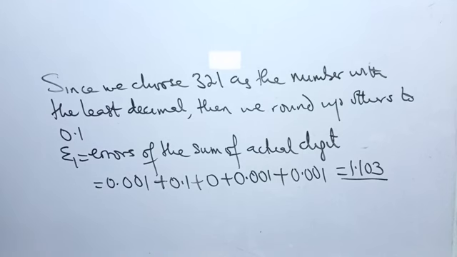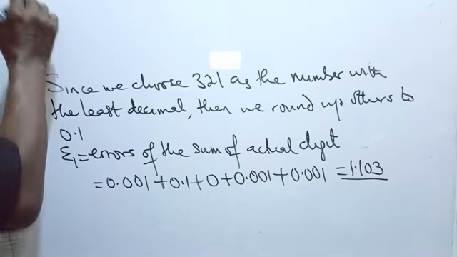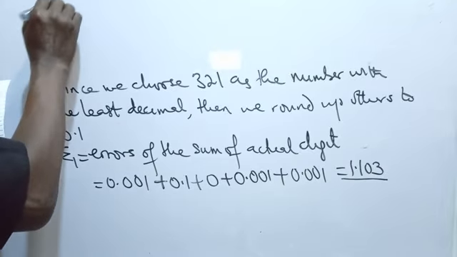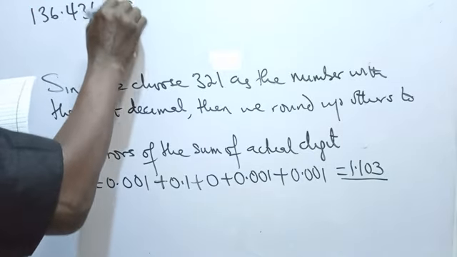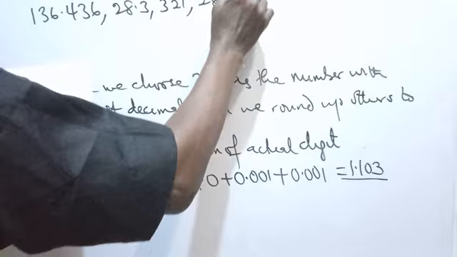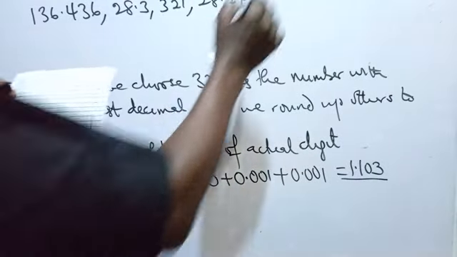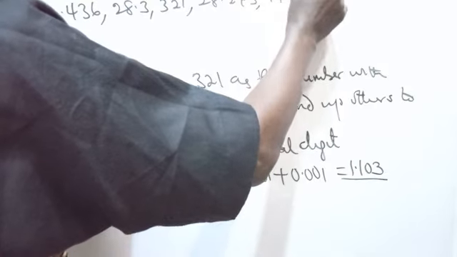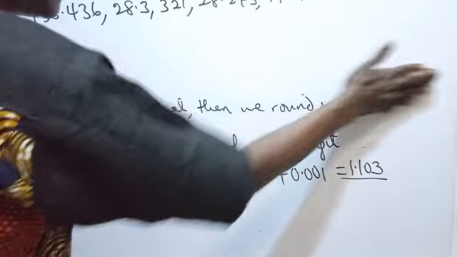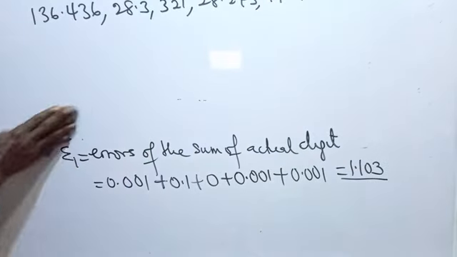Let's write the numbers out again so that it will be easy for us to look at. 136.436, 28.3, 321, 28.243. I will rewrite it, don't worry. So the absolute value of the sum of the rounding errors is what we want to find now. You will see it clearly. I will take it one by one.